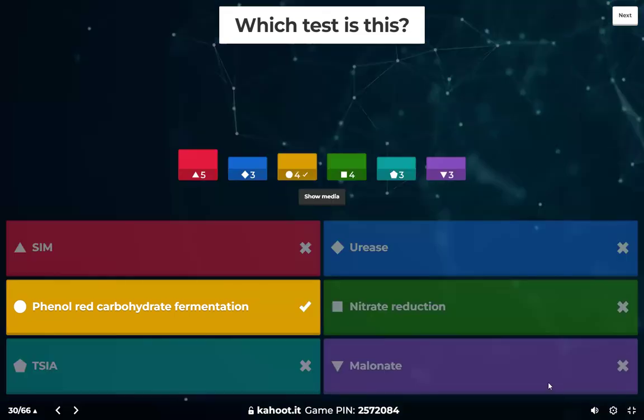All right, so with this one, I'm trying to make this go away, sorry. With this one, this was our phenol red carbohydrate fermentation test. Fairly widespread across all of these. Nobody was really sure about this one.